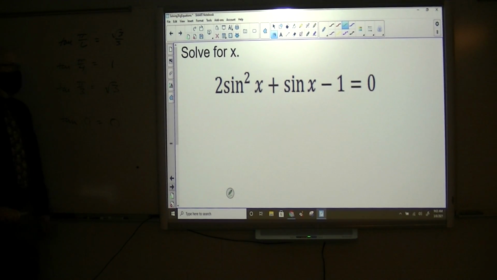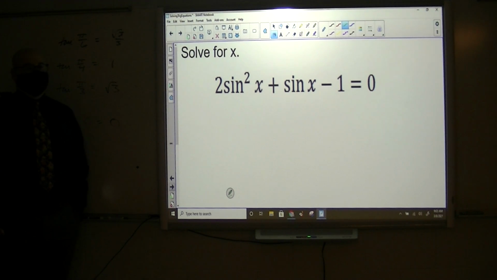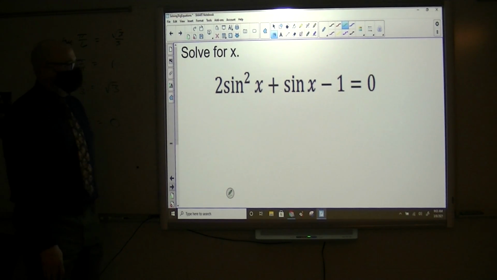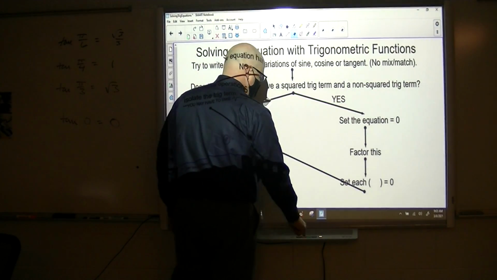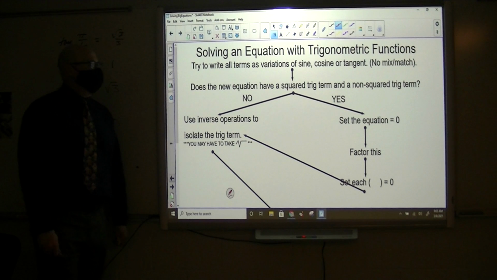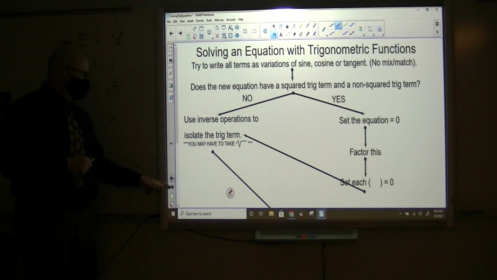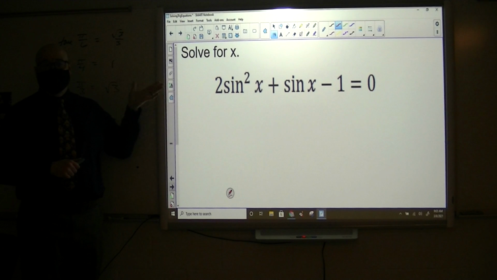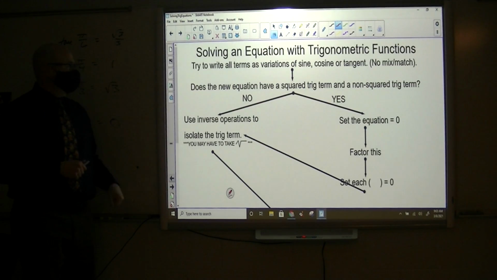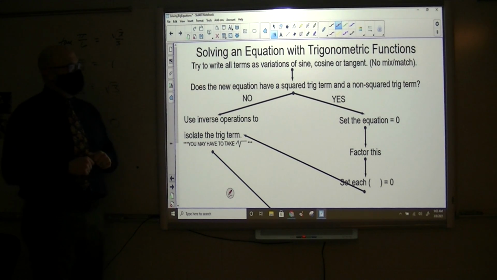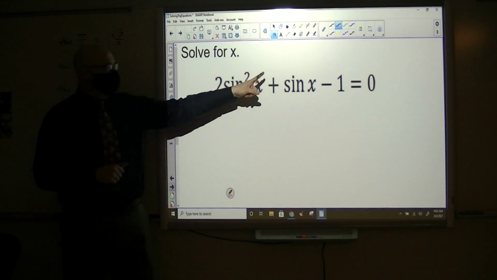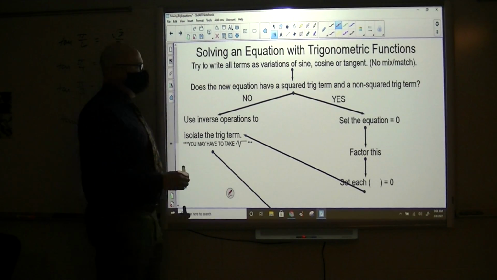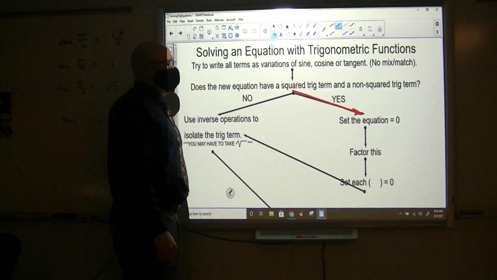Okay, so what about this one? Now we've done something similar to this before. We talked about what we can do here. Let's go to our flow chart. Try to write all terms as variations of sine, cosine, or tangent. We have variations of sine only. Very good. Does the new equation have a squared trig term and a non-squared trig term? Indeed it does. Sine squared and sine. So yes. So what do we do? We set the equation equal to 0.